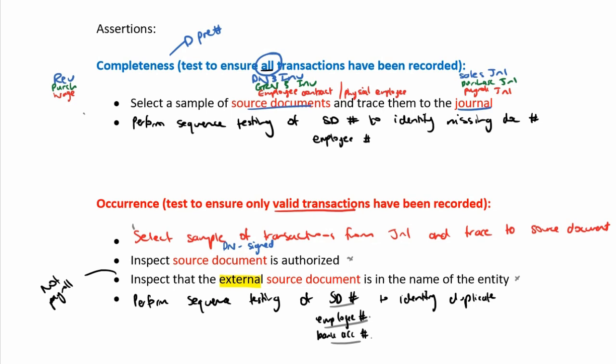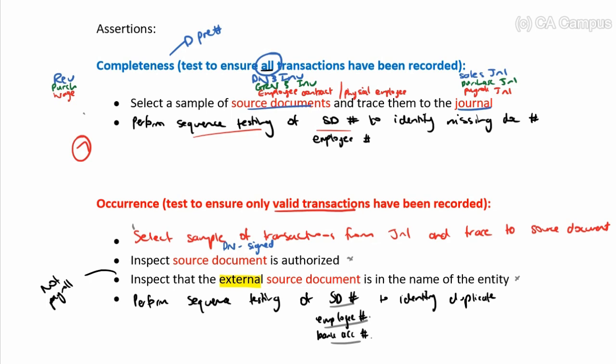I've come straight down to the class of transaction assertions, and I've got here for completeness. You select a sample of source documents, trace it to the journal, or you perform sequence testing. So in this instance, you could perform sequence testing of the invoices because they are going to have to invoice, take lots for the fee, and you can also select a sample and trace it to a journal. In addition to that, guys, there were only 7 transactions.